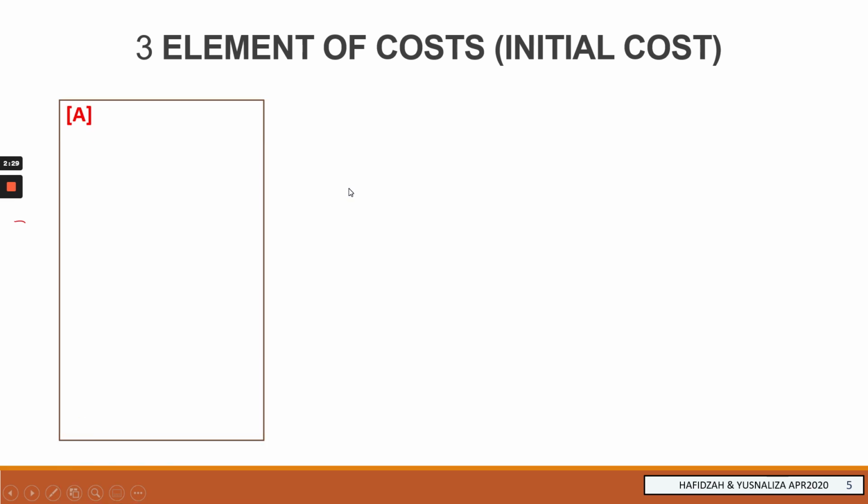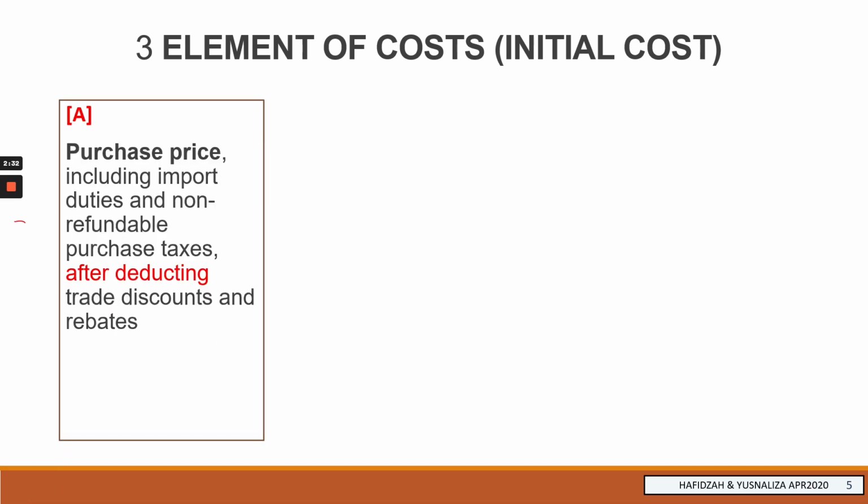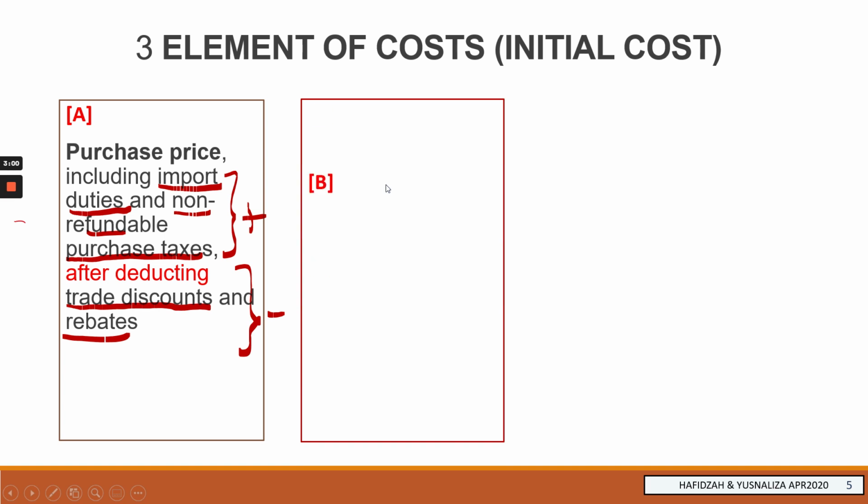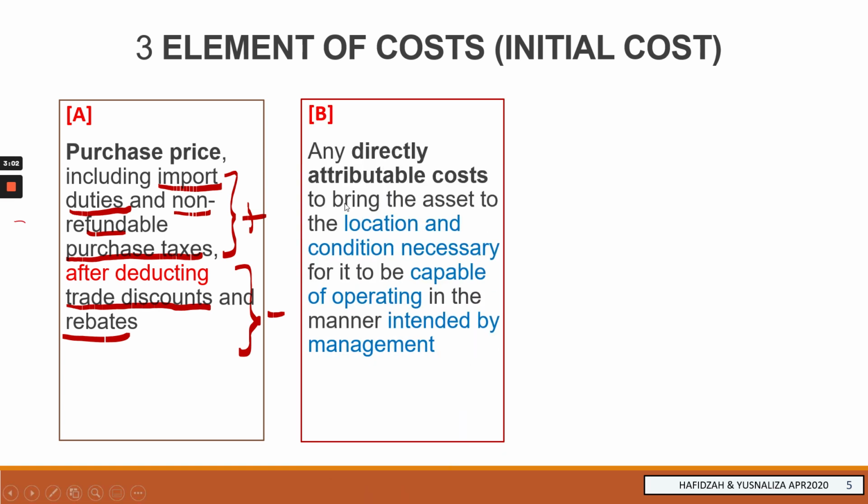Under MFRS 116, it can be divided into three. The first one is the purchase price, which includes any import duties or non-refundable purchase tax. This is the one that you need to add. And if there is any trade discount and rebates, this is the one that you need to deduct according to MFRS 116.